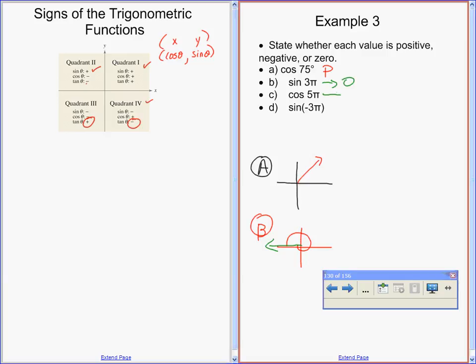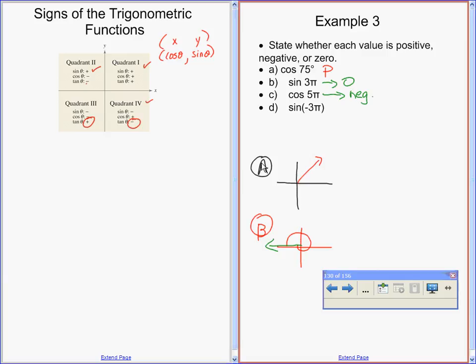And then, so for the next one, we've got cosine of 5 pi. So cosine of 5 pi is actually going to end up landing in the same place as B. Okay, it's the same angle because it's just an additional revolution around. If you were to add 2 pi to the 3 pi, we would get 5 pi. But what is the cosine in that case? The cosine in that case is going to be negative.